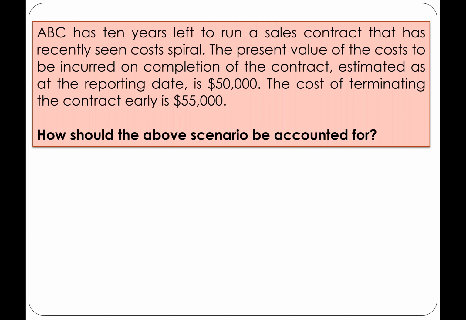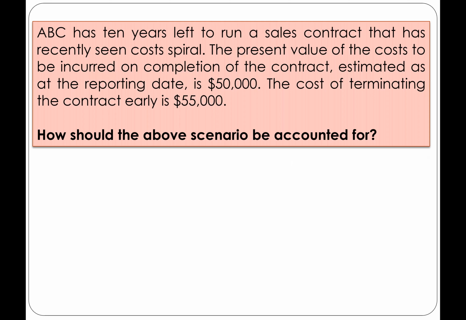So it means we are going to look at the two amounts and consider which one is the lower of the two. Obviously the lower of the two is 50,000. Then it means we need to create a provision for this onerous contract of 50,000. So we are going to set aside 50,000 so that we can then just pay the 50,000, since we've realized it's cheaper than trying to terminate the contract now.